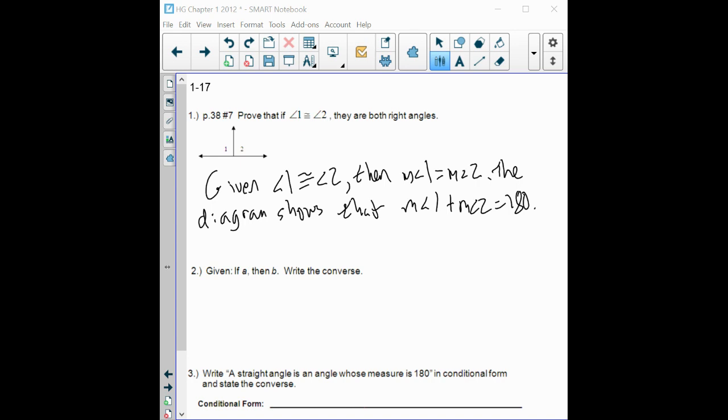So then, because of these 2 statements, because the measure of angle 1 is equal to measure of angle 2, and then adding them together is 180, we can then say, therefore, again, very common word when using paragraph proofs, measure of angle 1 is equal to measure of angle 2, which equals 90. And so that's kind of based off the 180. But then we can go on and say angle 1 and angle 2 are right angles.